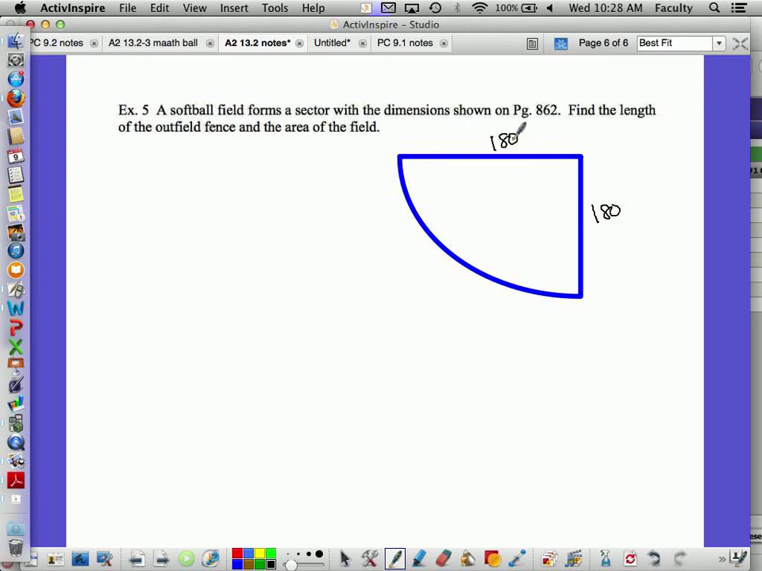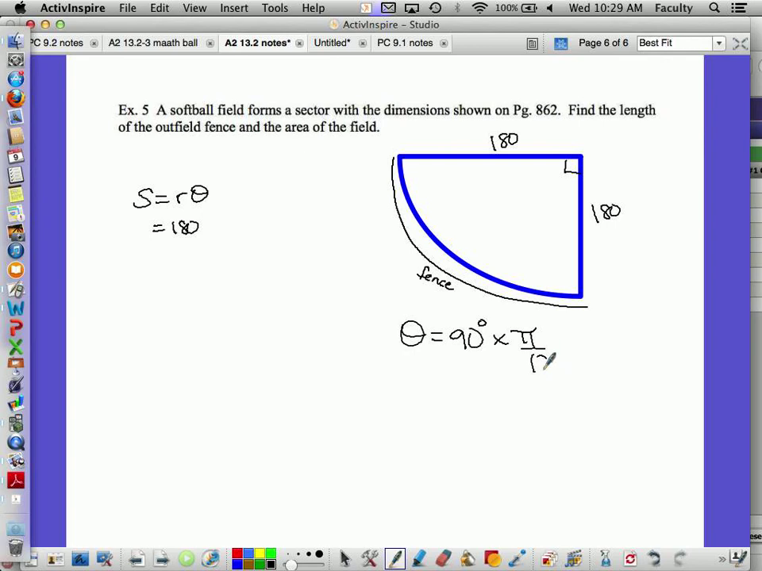But that's okay. Now this angle that's formed is a right angle. So it says a softball field forms a sector with these dimensions. So it's 180 feet. Find the length of the outfield fence. So this is a sector of a circle, and this is the fence. So that's arc length. So S equals r theta. The radius is 180, but theta is 90 degrees. And what I just told you is that theta has to be in radians. So we're going to multiply by pi over 180.